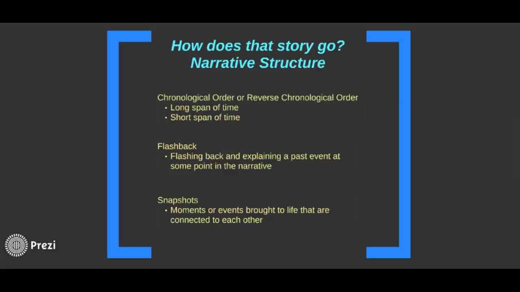And finally, there's flashback. So this can happen in a variety of ways, but basically it's flashing back and explaining a past event at some point in the narrative. Bragg does this a little bit with his father. He flashes back and thinks about what his father was like in the past, even though we don't actually see a scene between him and his father when he's younger.